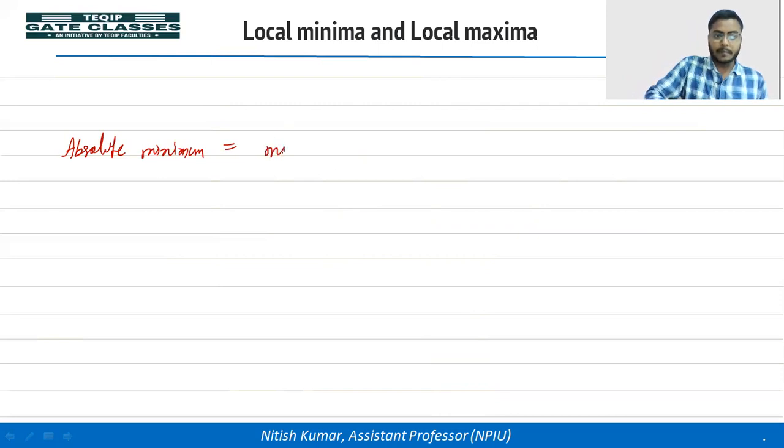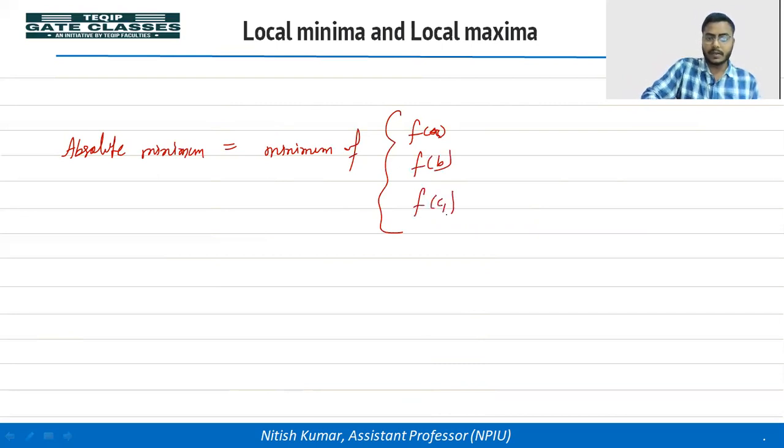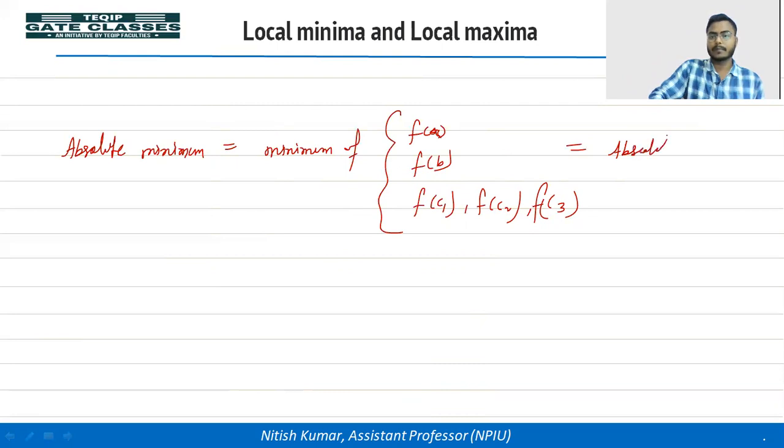So you can write minimum of f(a). You have to check the endpoints f(a), f(b), f(c1), f(c2), f(c3), right? So this will be the absolute minimum, राइट. तो एब्सोल्यूट मैक्सिमम और मिनिमम के मतलब क्या है कि आपको रेंज के बीच में बताना है. फंक्शनल वैल्यू अगर मिनिमम है सो दैट विल बी एब्सोल्यूट मिनिमम. If the functional value is maximum, then that would be the absolute maximum.